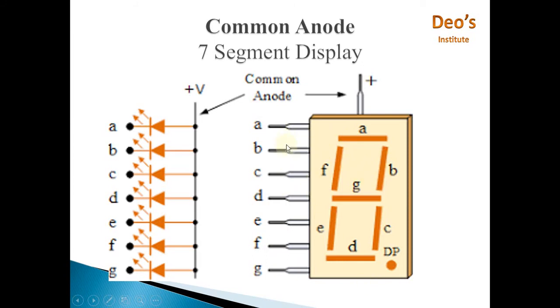If A and B are 0 and the rest are all 1, then A and B are on and all the other LEDs will be off, because it is common anode. The positive end is common and the negative end is open. That's why 0 on the pin will activate the LED and 1 will deactivate the LED. So this is how common cathode and common anode LED 7 segment displays work.